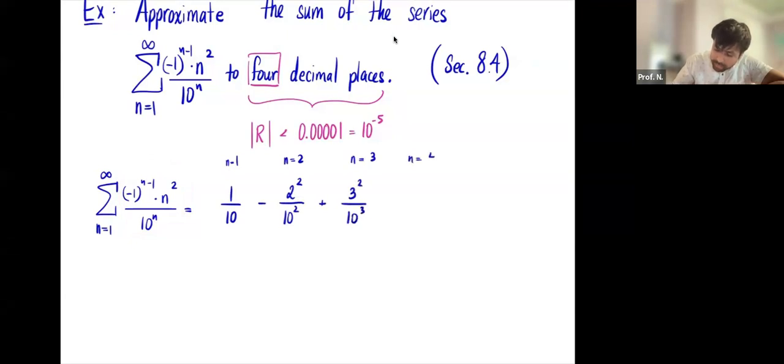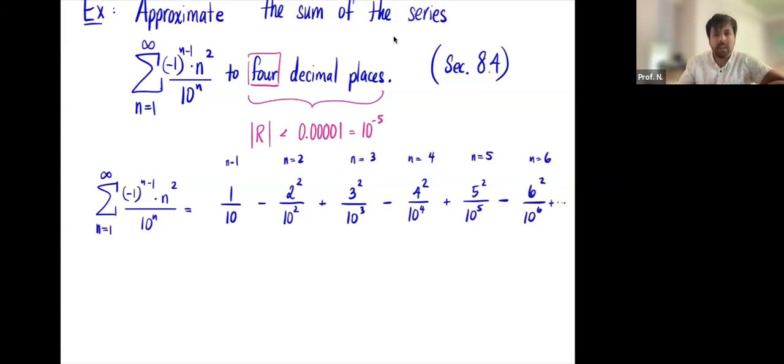When n equals 4, I'm going to alternate with negative. I get 4 squared over 10 to the 4th. The next term, n equals 5, is 5 squared over 10 to the 5th. When n equals 6, I get 6 squared over 10 to the 6th, plus, minus, plus, minus, right? So this is my first term, b sub 1. This is my second term, b sub 2. Third term, b sub 3. Fourth term, b sub 4. Fifth term, b sub 5. Sixth term, b sub 6.